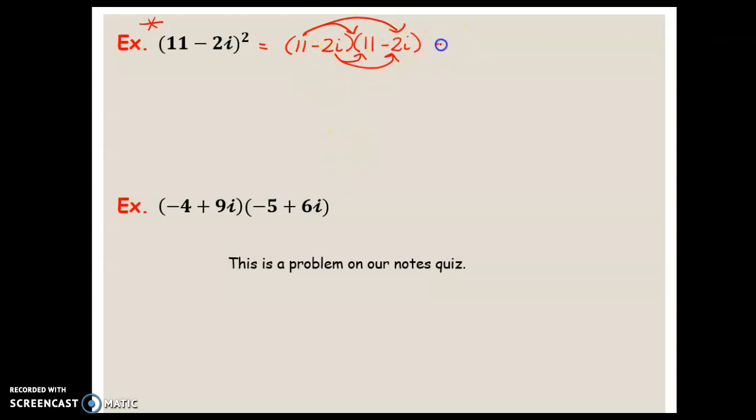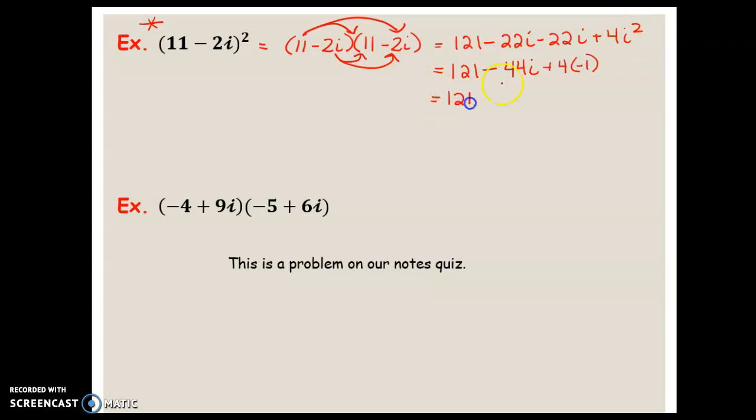So 11 times 11 is 121. 11 times negative 2i is negative 22i. Negative 2i times 11 is negative 22i again. And negative 2i times negative 2i is positive 4i squared. So this is going to give you 121, and negative 22 and negative 22 is a negative 44i, plus 4 times negative 1. That just does not change.